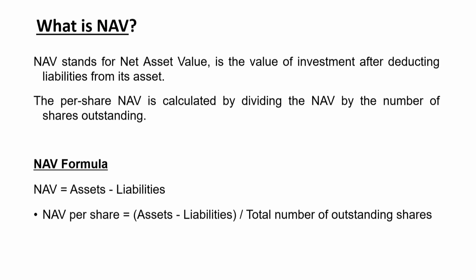Now what is NAV? We have talked about the NAV. So what does it mean? NAV basically is the value of investment after deducting the liabilities from its assets. So the per share NAV is calculated by dividing the NAV by the number of shares outstanding. So here we can see the formula of NAV.